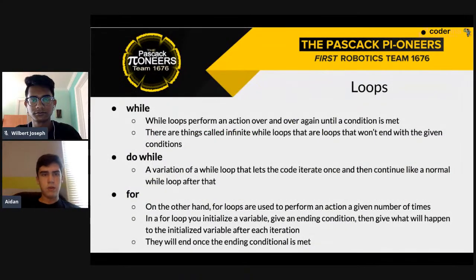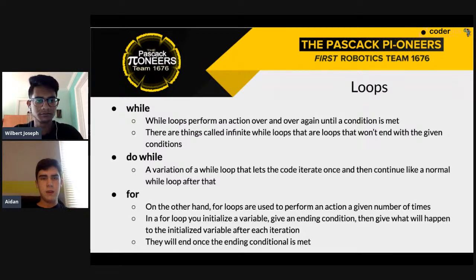So then for loops, there's a while loop, which will perform an action over and over again until a condition that is given is met, which is another one of those Boolean operators. There's things called infinite while loops, where if the condition will never become false, it just goes on forever and is an error in your code.